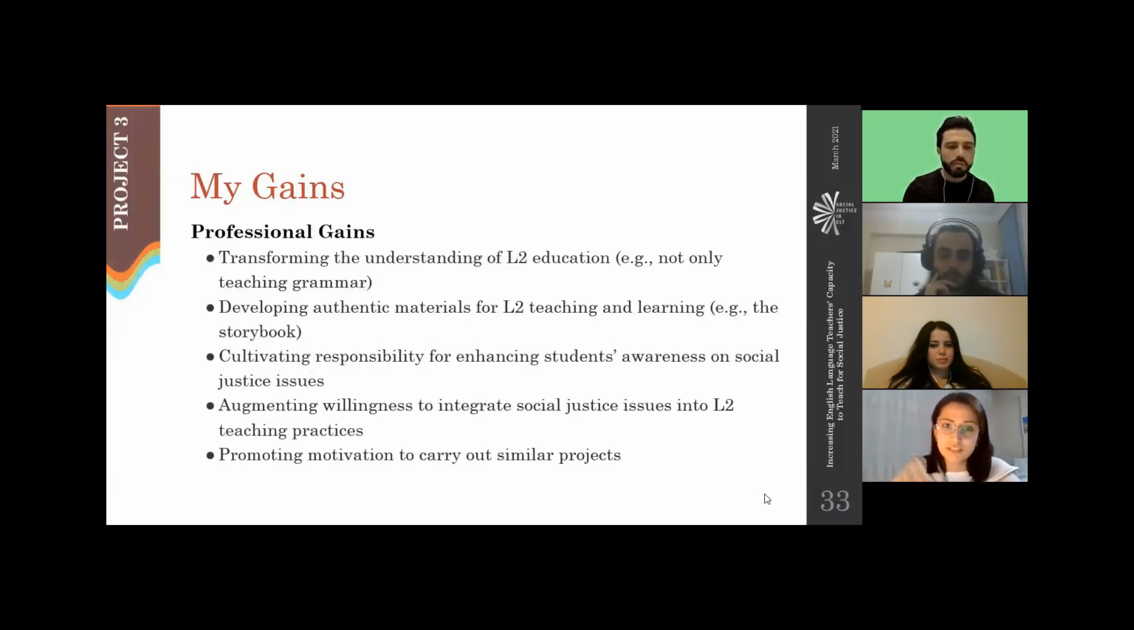And professionally, this project made me understand that there is more to language teaching. There's much more behind it, more than teaching grammar and vocabulary. It's just not about that. It's much bigger than that. And I managed to develop authentic material for a language class, which is the storybook itself. It's real and it's really authentic. And cultivating responsibility for enhancing students' awareness on social justice issues.